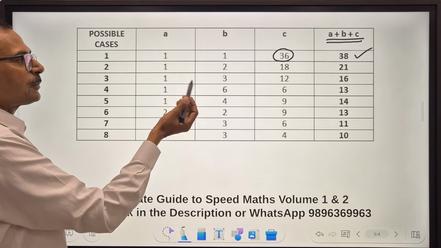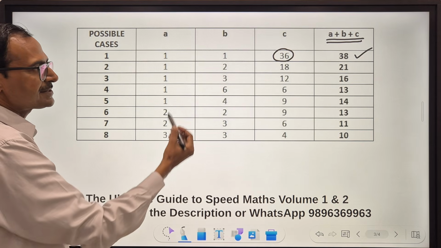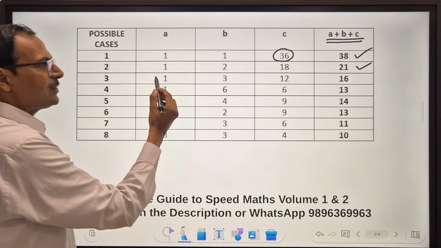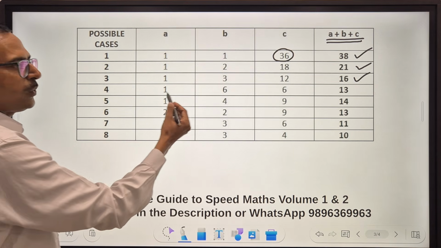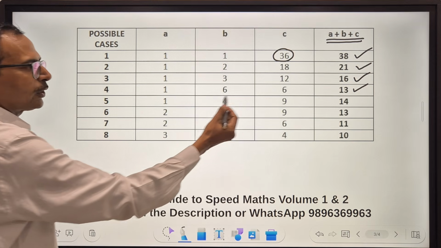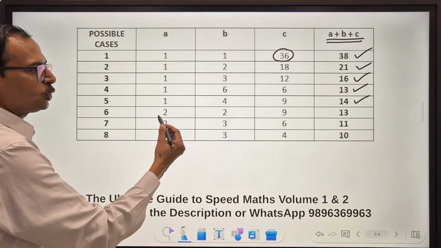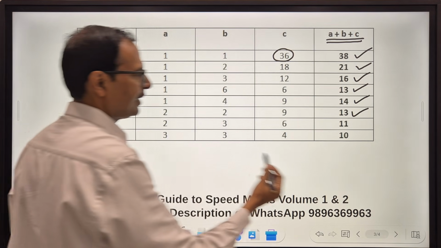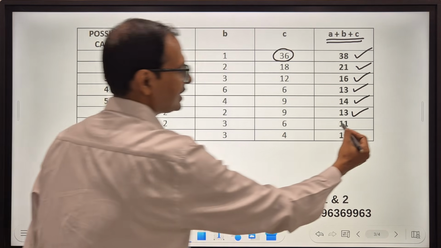Now similarly, other possibilities are 1, 2 and 18. So if you take the product, it is 36. Now when you add them, 1 plus 2 plus 18 is 21. Likewise, 1, 3, 12 gives a sum of 16 and a product of 36. 1, 6, 6, product 36, sum 13. 1, 4, 9, product 36, sum 14. 2, 2, 9, again product 36, sum 13. And then 2, 3, 6 is another possibility, sum is 11.